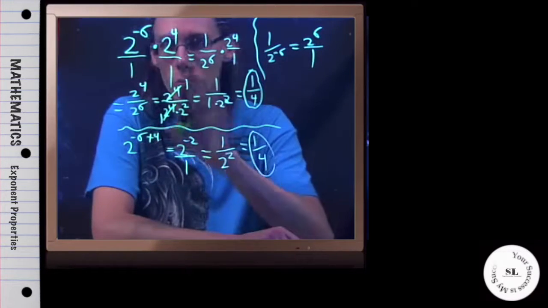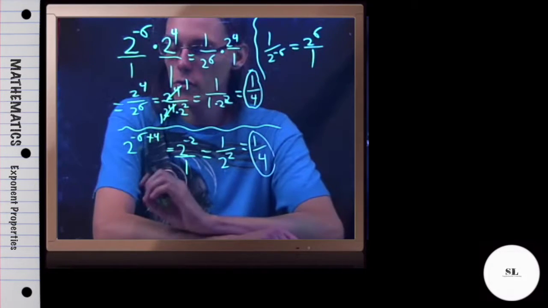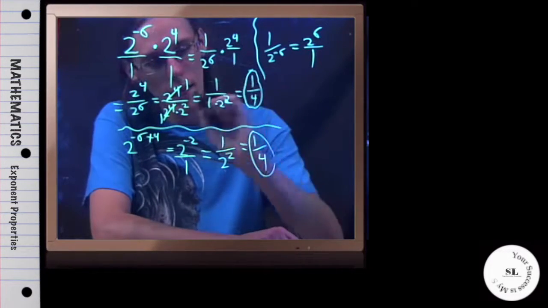There's still other ways you could do this, but there's two different approaches. Either way, as long as you're careful and follow your exponent rules, you'll get the same answer, and that is this example.